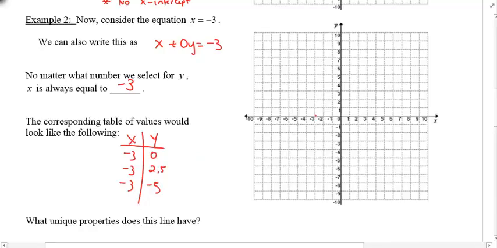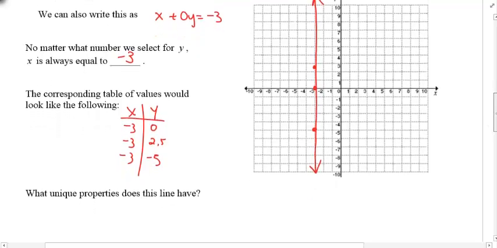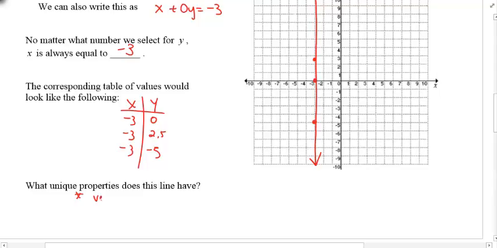So negative 3, 0, right here. Negative 3, 2.5, right there. Negative 3, negative 5, down here. And if you join the points, which you should, interesting. What type of line do we have here? Can you say vertical line? I can. So in this case, it's parallel to the y-axis. Interesting. x equals negative 3 is a line that's parallel to the y-axis.